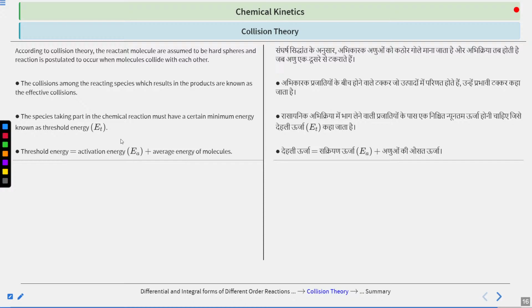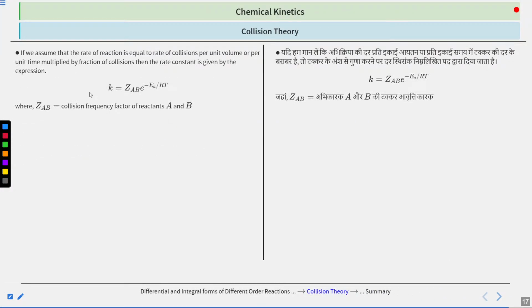So threshold energy is what? It is activation energy plus the average energy of molecules, that is of the reactant. Okay, so this is the threshold energy or the total energy. It means you are starting from the zero energy and moving on to the energy of the intermediate or the transition state.